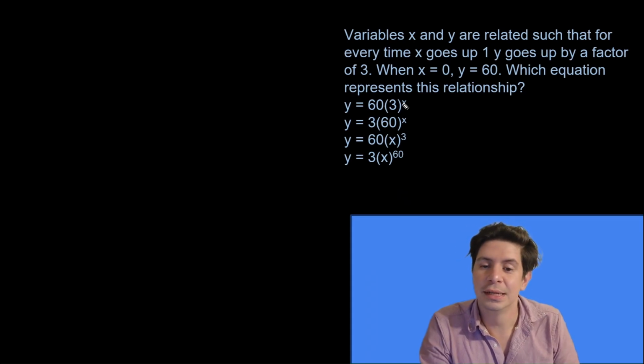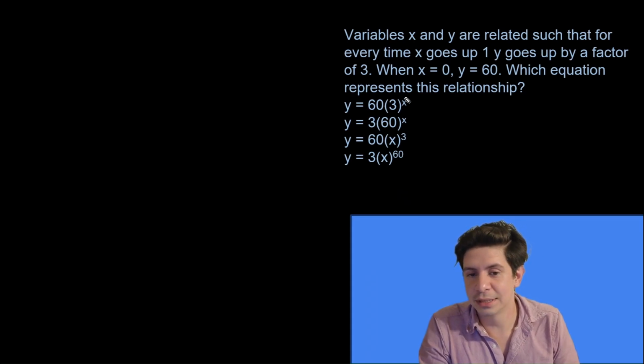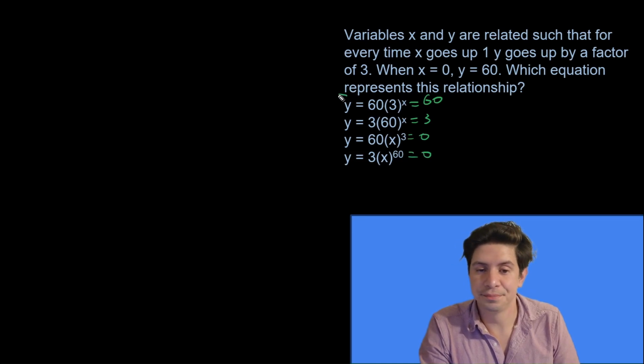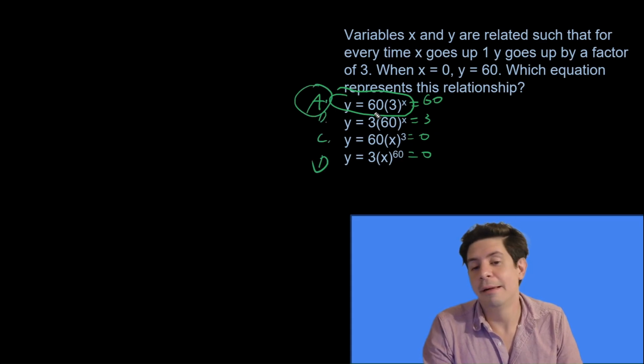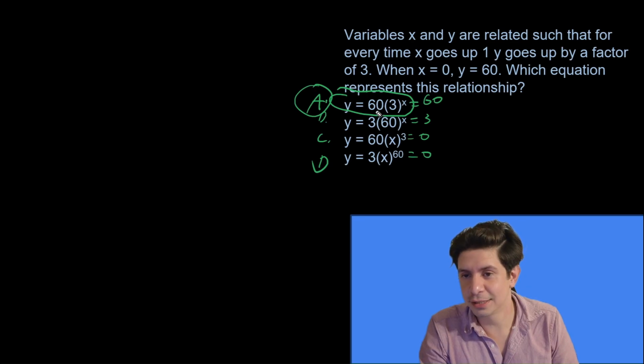So this one, 3 to the 0 is 1. 60 times that works. That gets you 60. 60 to the 0 is 1. This just gets you 3. This gets you 0. This gets you 0. So it has to be this one here, A. I don't know why the letters disappeared on me. But it'll be A because it starts at 60 and you're going up by a multiple of 3 every time, okay?